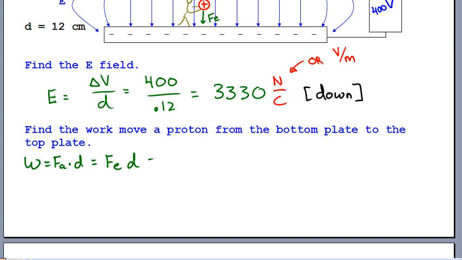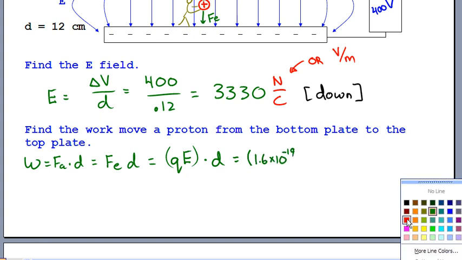And that electric force, well, if you're telling me the field, the whole idea is that that's a pre-calculator, so I can go QE in order to find out how much force there is, and then multiply that by the distance to find the actual total amount of work. So the Q would be 1.6 times 10 to the negative 19.